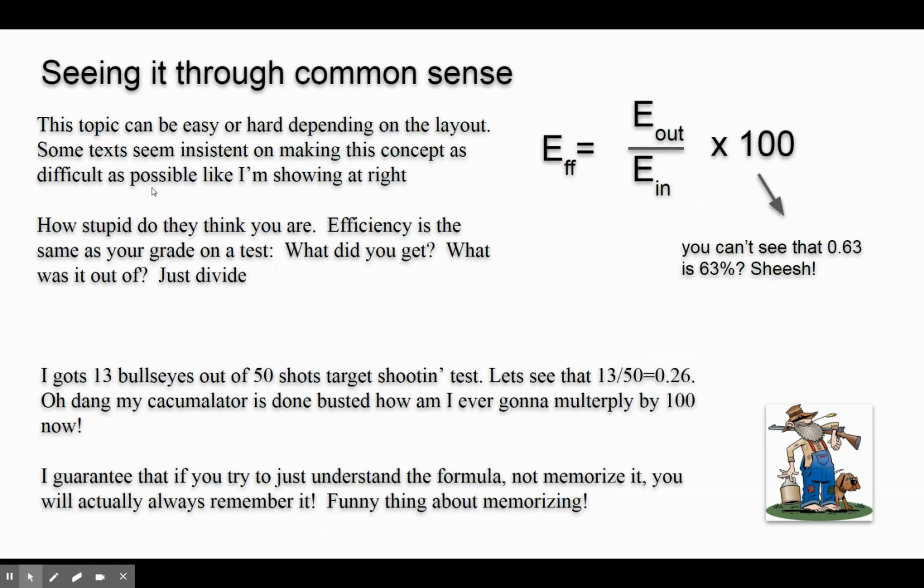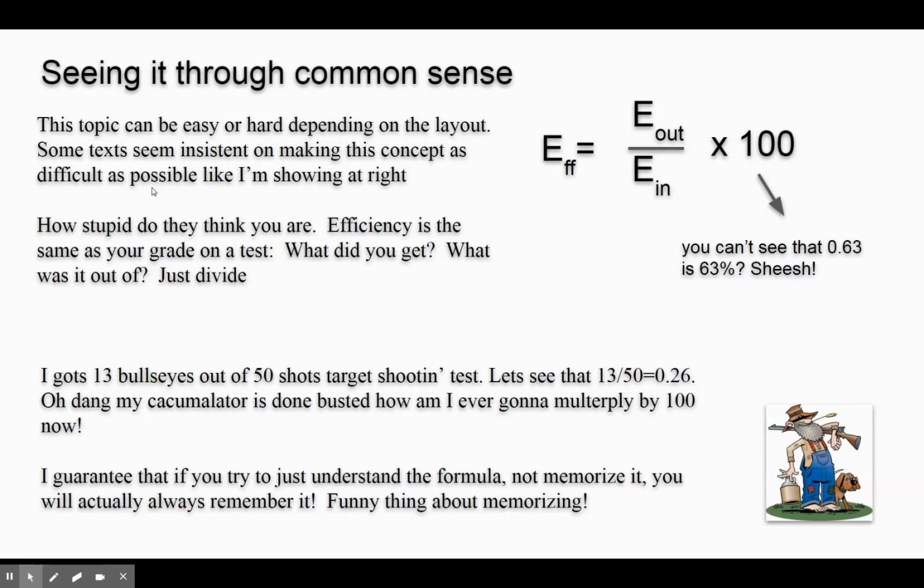There's a simple formula for efficiency, but it's bludgeoned to death. You take the energy you actually got out, divide it by the energy you put in, and multiply it by 100. Exactly what you do on a test. I got 63 on the test. The test was out of 75. I wonder what percent that is.